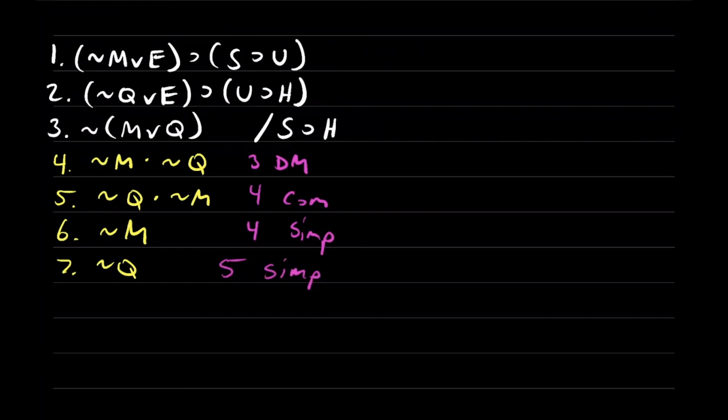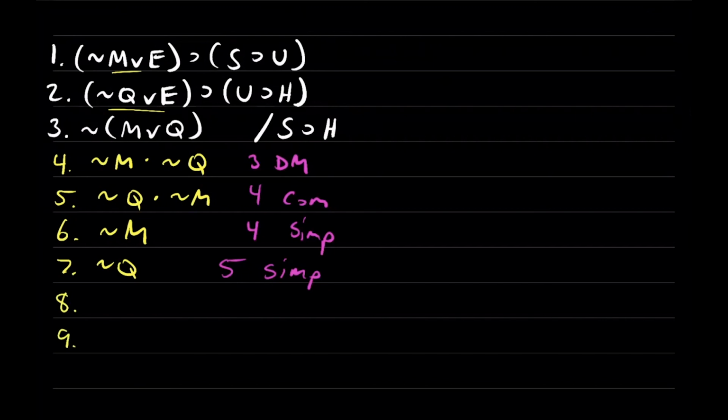Okay, just to remind us where we are, we said that if we could get not M on its own line and not Q on its own line, we could use addition to get the antecedents to these conditionals in lines 1 and 2 by adding E onto each of those terms with a wedge using the addition step. So I'm going to do both of those now. I'm going to do them back to back so you can see why I'm doing this.